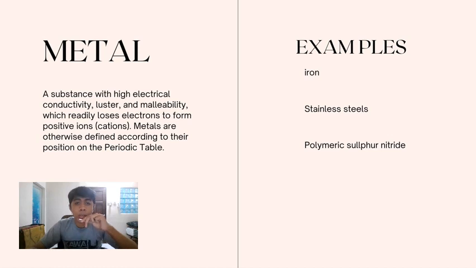Before I start discussing the chemistry behind the rusting of metals, I have to inform you about the definition of metal in chemistry terms. Metal is a substance with high electrical conductivity, luster, which basically means how well the metal reflects light, and malleability, in which the metal readily loses electrons to form positive ions, or cations. Otherwise, it's just defined according to their position on the periodic table. Metals can also be chemical elements like iron, alloys like stainless steels, and polymeric sulfur nitride.